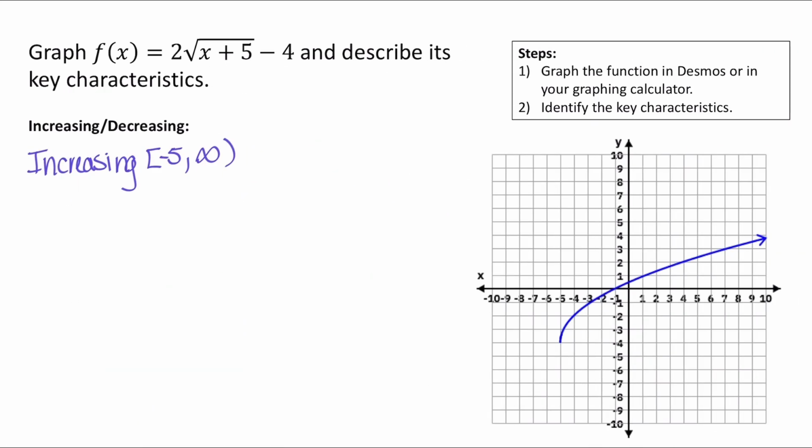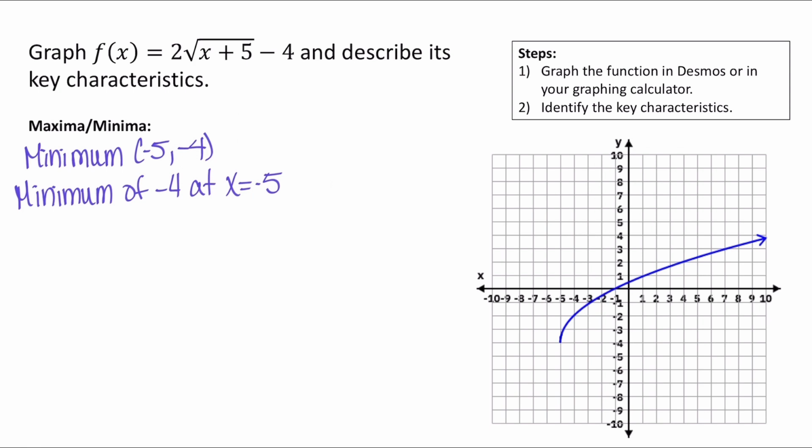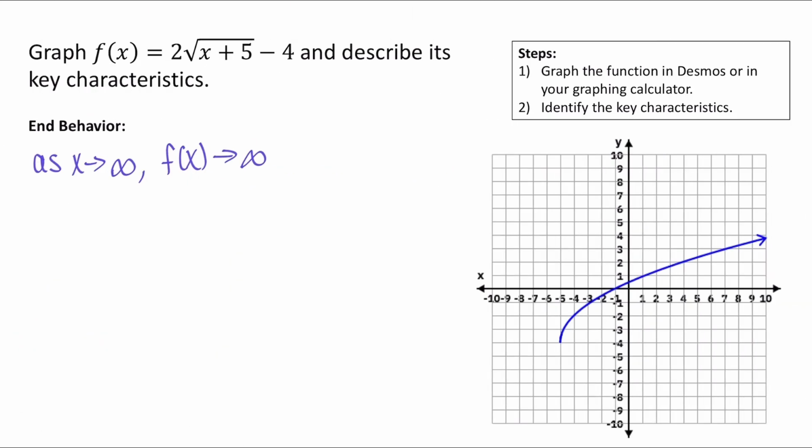This function is always increasing, so it's going to be increasing on the interval from -5 to positive infinity. It does have a minimum value, so you can see this value right here is the lowest point on the graph, which is at (-5, -4). Or you can also say that it has a minimum value of -4 at x equals -5. The end behavior is that as x approaches positive infinity, which is where this graph is headed, the f of x values are also approaching positive infinity.